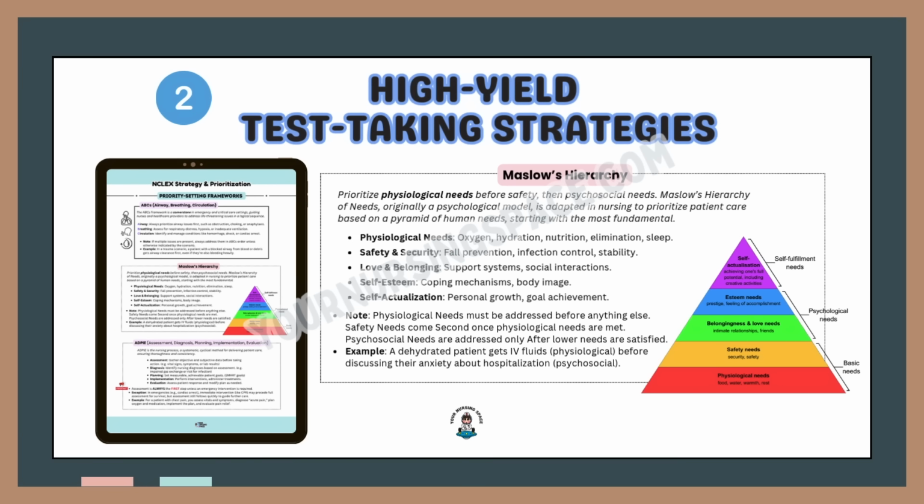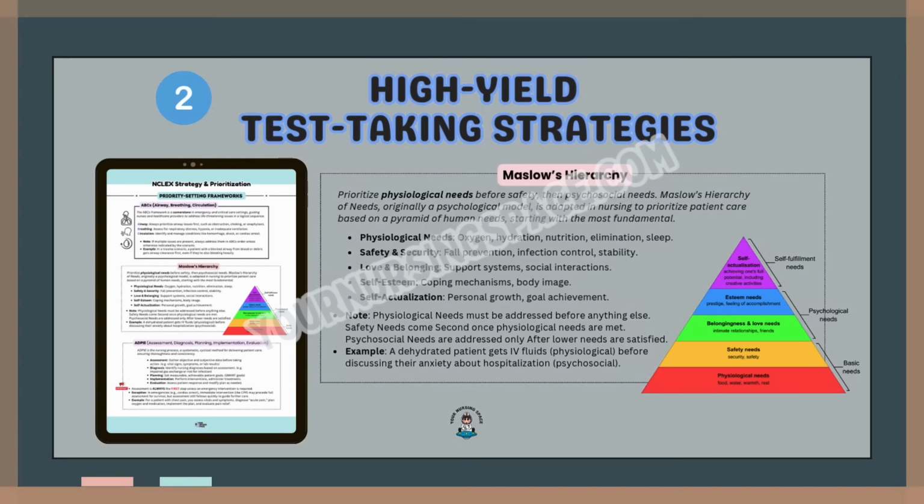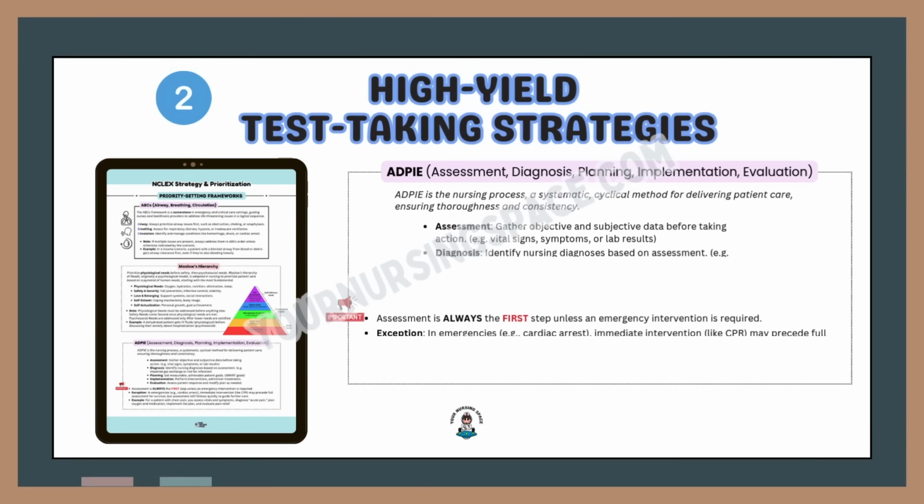The rule here is physiological needs trump everything. Safety comes second, and psychosocial stuff, like anxiety or feelings, waits until the lower needs are met. Picture this. A dehydrated patient gets IV fluids before you chat about their hospital jitters. Makes sense, right? Next, let's hit the nursing process, ADPIE.